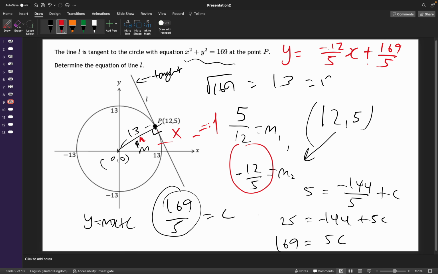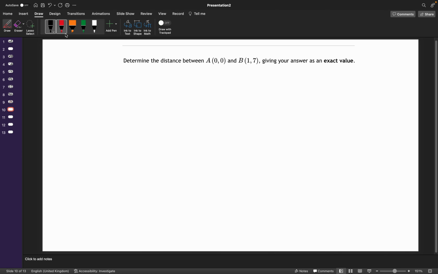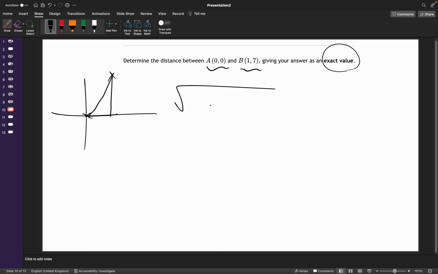All right, next question. Determine the distance between A and B, exact value. Remember, if you have the points 0, 0 here, and then 1, 7, it's going to be somewhere like here. I'm just explaining the theory behind this, by the way, just so that you understand. So the equation will just be 1 squared plus 7 squared equals 1 plus 49, root 50.